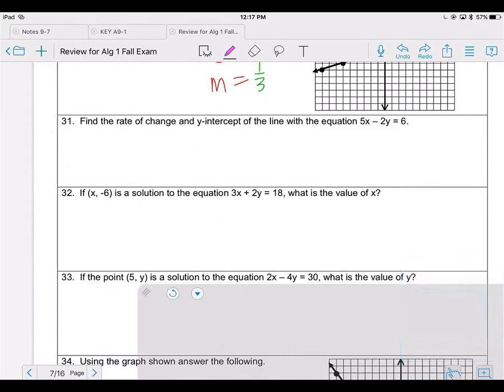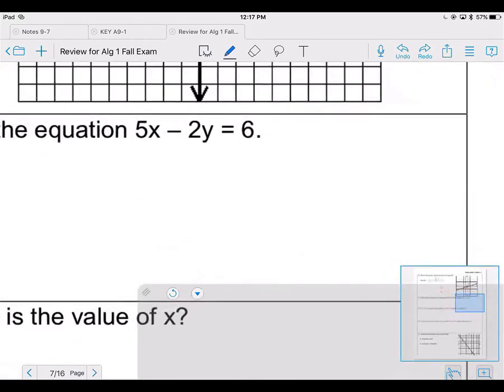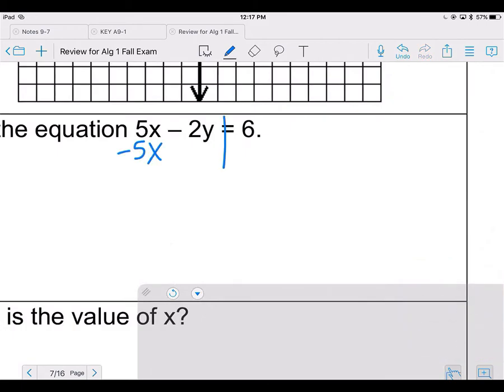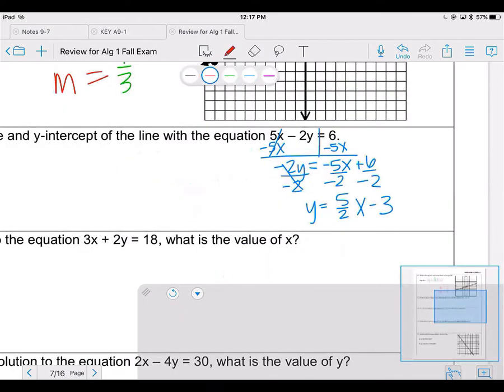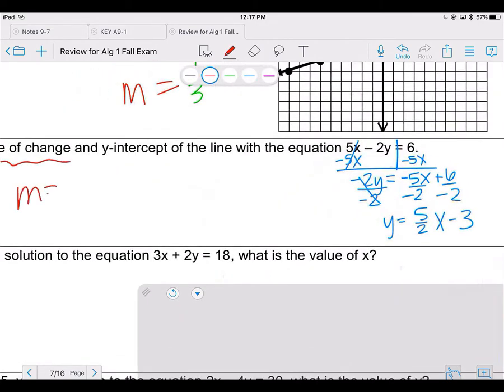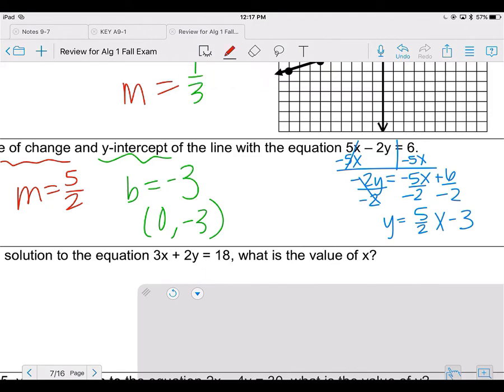31 asks us to find the rate of change and the y-intercept on this line, meaning I have to solve for y first. So I subtract 5x from both sides, so negative 2y equals negative 5x plus 6. Divide everything by negative 2. And y equals 5/2 x minus 3. So my slope or rate of change is going to be 5/2, and my y-intercept or my b is going to be negative 3. We might also see it as the point (0, negative 3). Both of these are on your test, so you need to remember that b is your y-intercept, or your y-intercept can be written as a point (0, number).